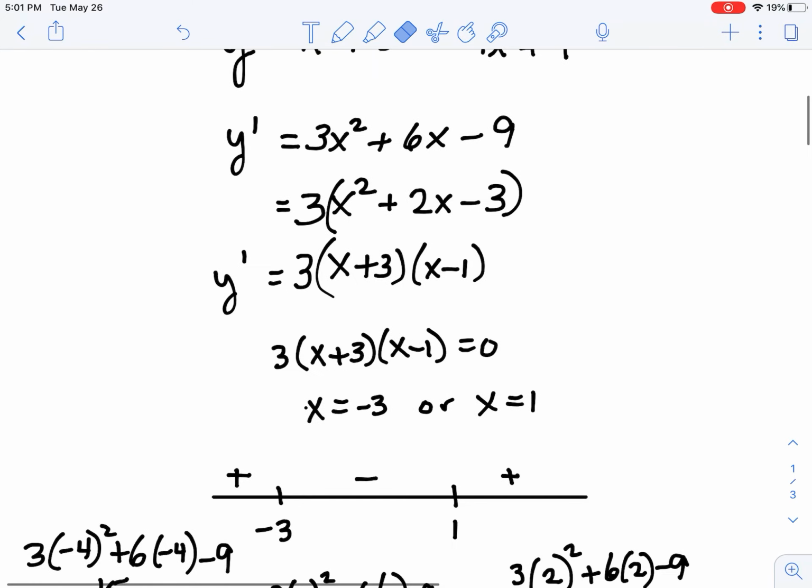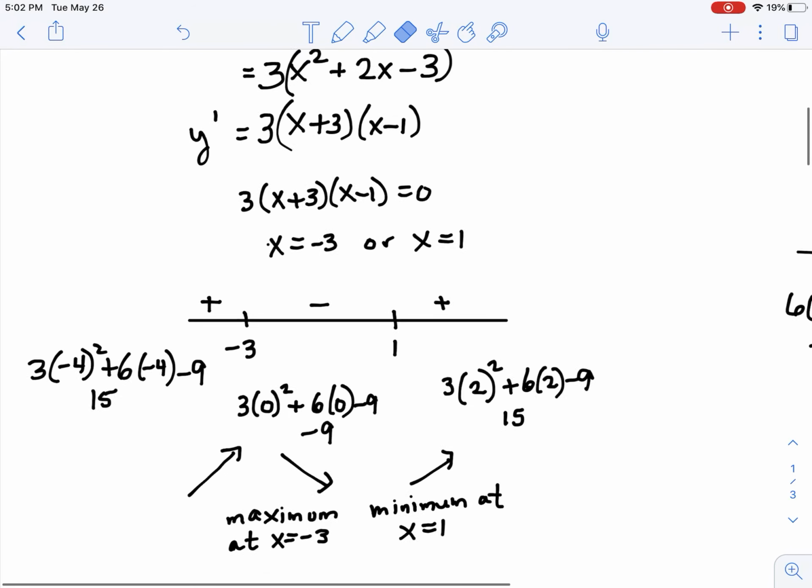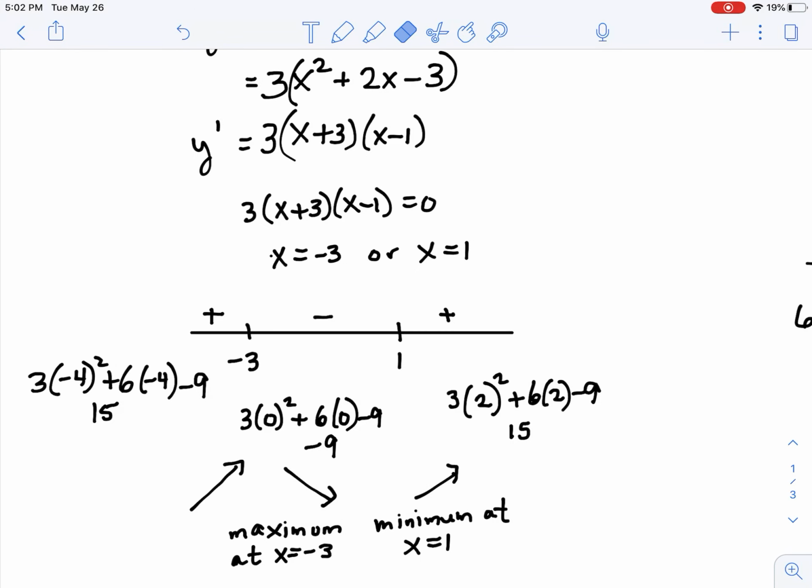So I picked this one so that I could easily find it. x equals negative 3 or x equals 1. Then I made a number line, and I'm going to highlight as I talk. Negative 3 and 1 were the 2 points that I had. So I found the first derivative value of a point to the left of negative 3, I picked negative 4. A point between negative 3 and 1, I picked 0. And a point to the right of 1. When I did that, I ended up with a positive, a negative, and a positive.